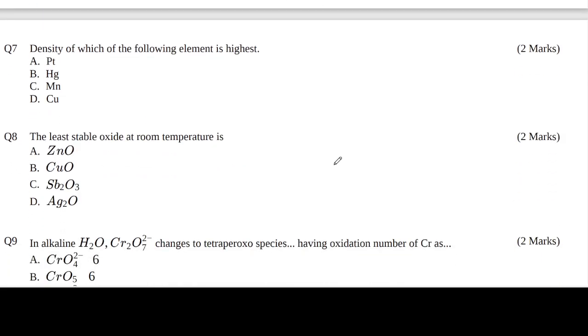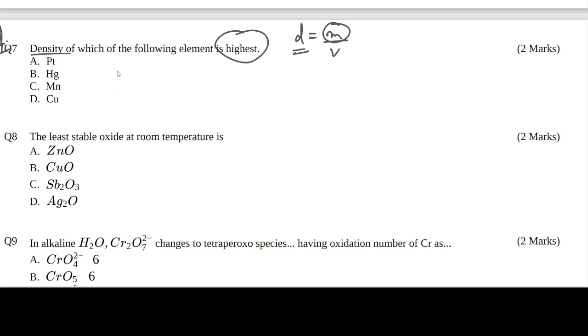Now let's move to the next question. This is also a very interesting and important one. We have a question on the physical properties of the D block elements: the density of which of the following elements is highest? Whenever we talk about density, you can expect the formula density equals mass upon volume. Whichever element has the higher atomic mass should have the higher density. You can think about this, but in this case, let me write some data.